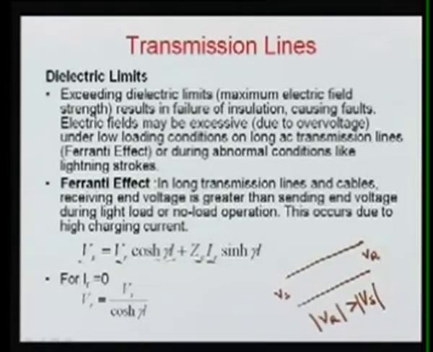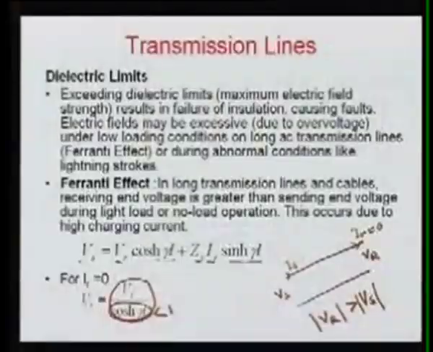Here IR is the receiving end current, and here it is IS, with the sine hyperbolic function. If IR is 0, meaning the current is 0 or very small, then VR, the receiving end voltage, will be equal to the sending end voltage VS divided by cosine hyperbolic gamma L. This value is always more than VR, meaning cosine hyperbolic gamma L is less than unity, so VR will be more than VS.